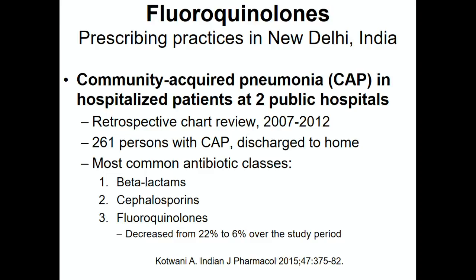In developing world settings, such as India, there are some data, and I've got 2 slides from the same group. The first pertains to prescribing practices in an inpatient setting, so community-acquired pneumonia in hospitalized patients at 2 public hospitals. This was a retrospective chart review, 2007 to 2012. There were 261 persons who had pneumonia and then were discharged to home. The most common antibiotic class were beta-lactams, followed by cephalosporins, and fluoroquinolones were third. And encouragingly, at least for us in this room, there was a decrease in the use over that time period from 22% to 6%.